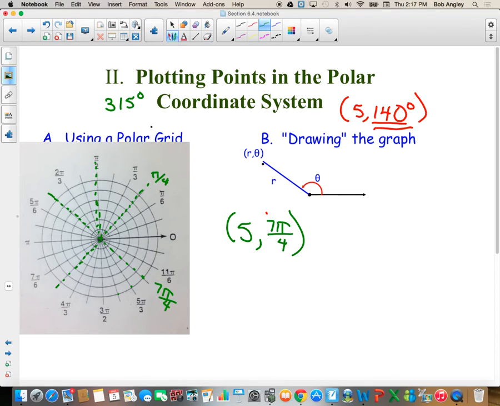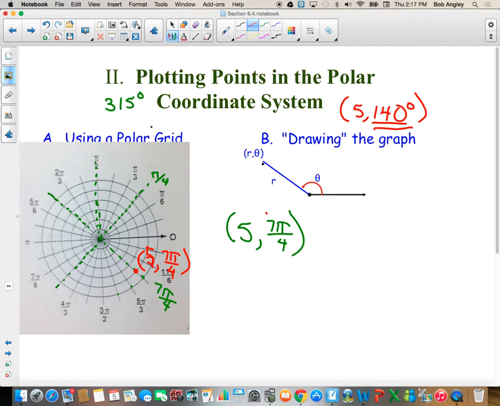Now, because I did all that drawing in that color, I'm going to plot the point. Once we know we're on this ray, we're just going to count out 1, 2, 3, 4, 5, and put the point there, and then we would identify it by writing 5 and then 7 pi over 4 like that. Is there any question that it should be in that position?